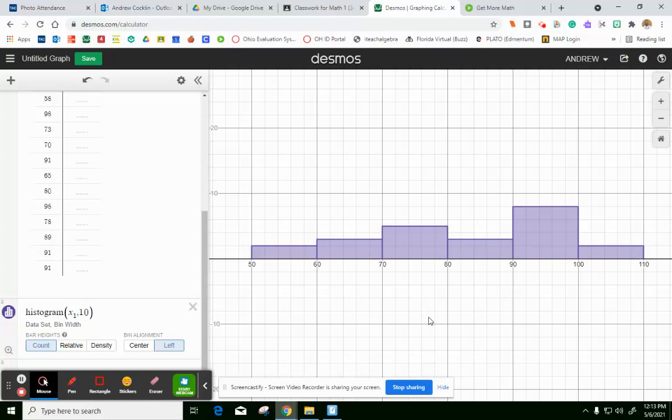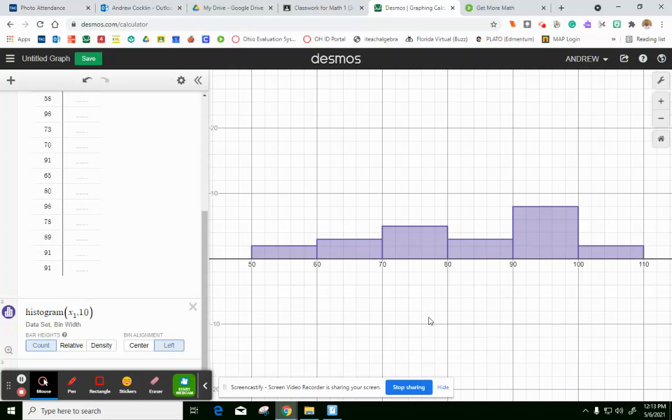Probably should change it to 10s. Why? Going up by 10 just makes more sense. Yeah, but why? Because it's a grading scale. We're talking about grades, and grades are on a 10-point scale.